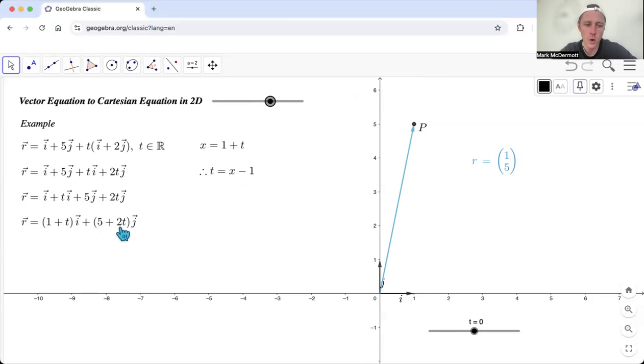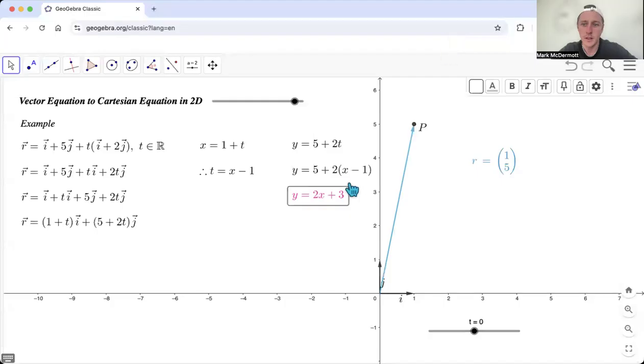We also know that y equals 5 plus 2t. We know that t is now x minus 1, so wherever there's a t, we put x minus 1. Expanding that, you get 5 plus 2x minus 2. 5 minus 2 is positive 3, not negative 3. So you have y equals 2x plus 3 if you expand this out.